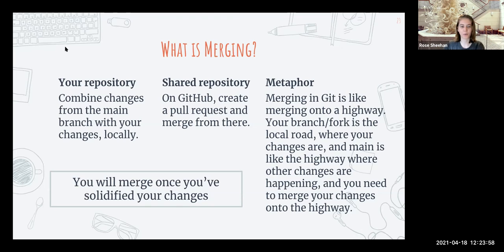And we have this nice metaphor to think about merging, similar to merging onto a highway. If your branch or fork is a local road that you are driving down, making some changes, you eventually want to merge back into main, and your car moves onto the main road, onto that highway. Just to clarify, merging isn't something you will do all the time. You're going to do it once you've solidified your changes on your branch and figured it out. This is the solid working version of what I want, and I want to share it out with other people.